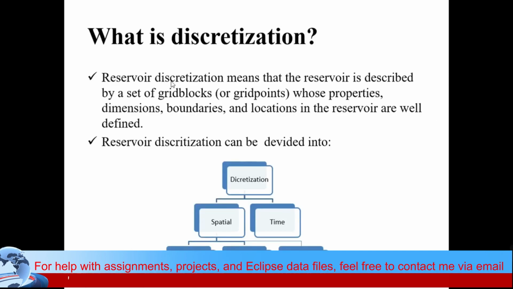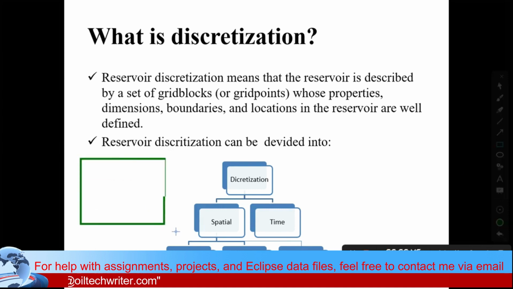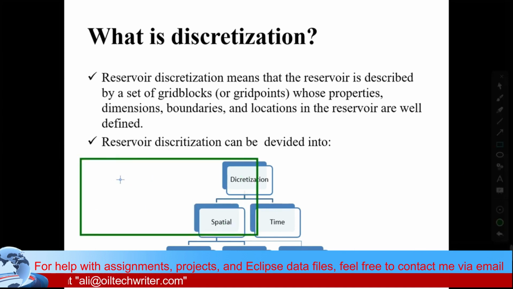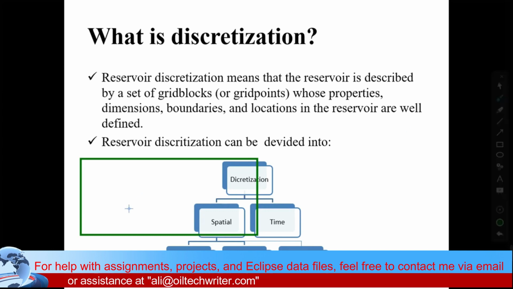Well, let's first define what discretization is. Reservoir discretization means that the reservoir is described by a set of grid blocks, grid points whose properties, dimensions, boundaries, and location in the reservoir are well defined. Let me show you a picture of discretization. For example, we have a reservoir like this one. Now this reservoir is big. Let's say it is 10 kilometers. This is the length of the reservoir.